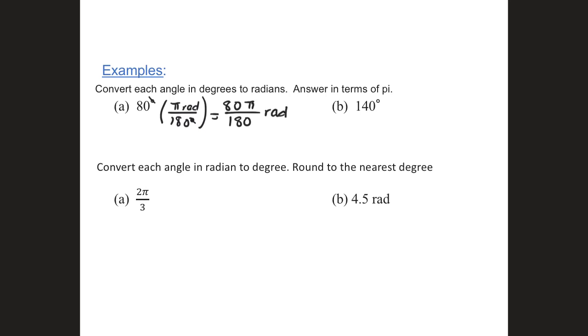And we just want to see if we can simplify this fraction. 80 over 180 can reduce. I can definitely take a 10 out of both, and then I can reduce 8/18 by 2. So 4/9 pi is my radian form. Okay, try B on your own.